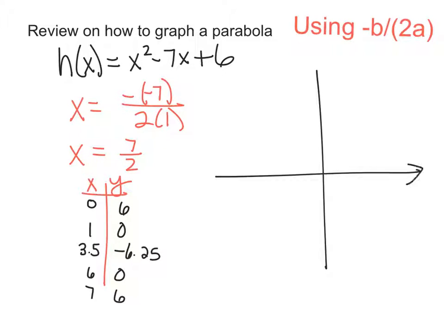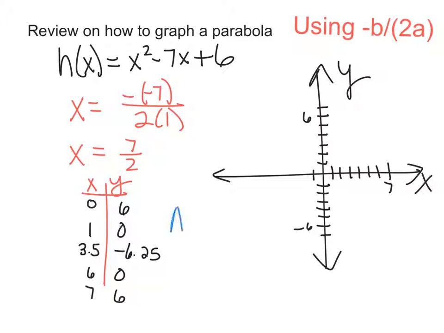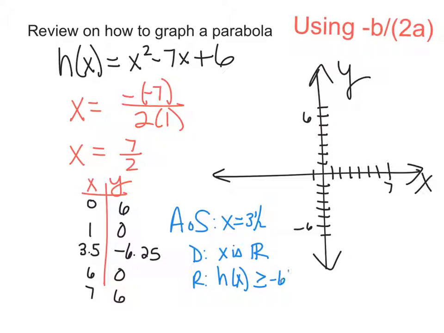So now I graph this. We know my axis of symmetry is x equals 3.5. We know my domain, x is all real numbers, and my range is h of x in this case. H of x is, looks like my lowest value is negative 6 1/4, so it's greater than or equal to negative 6 1/4.